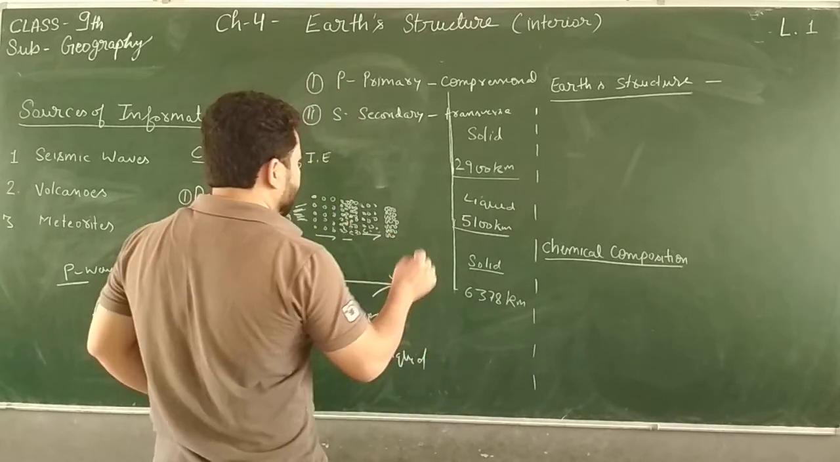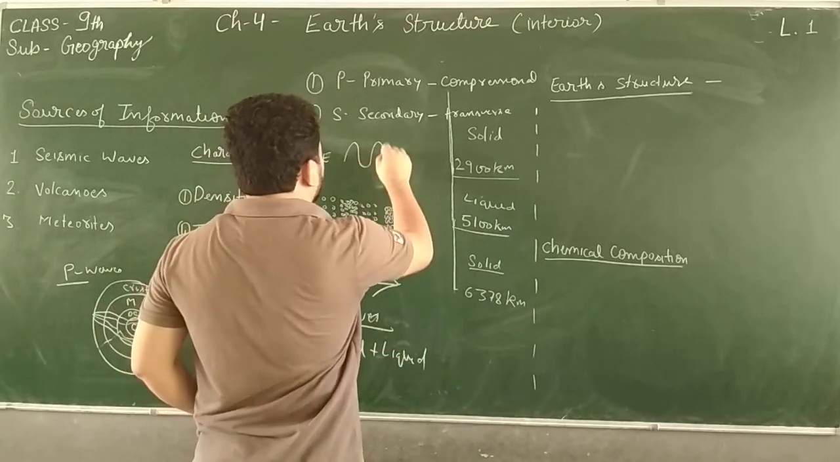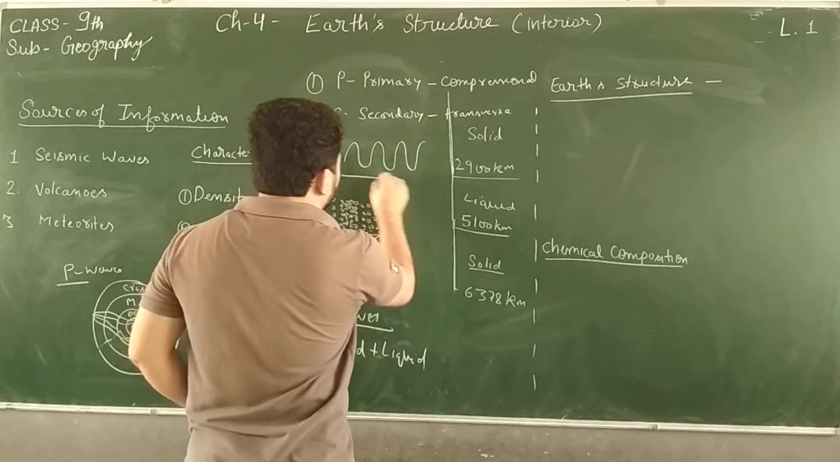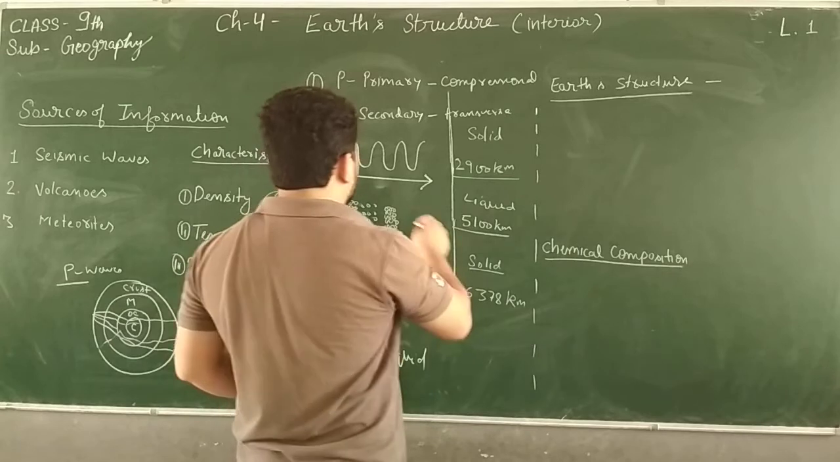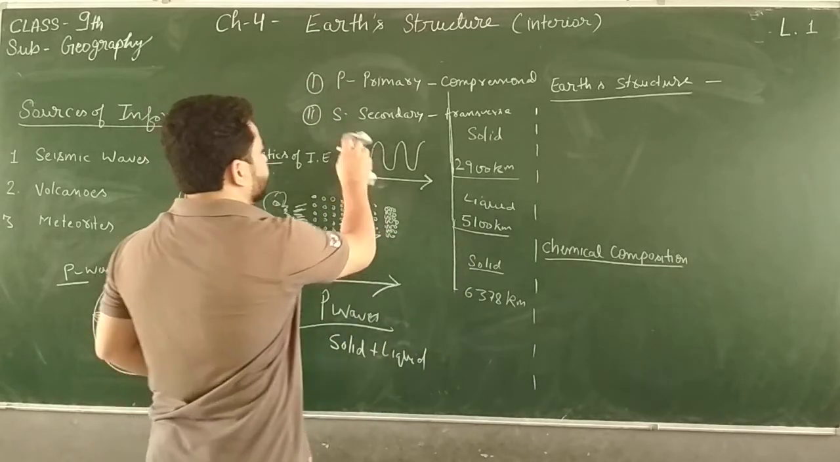Secondary waves move perpendicularly to the direction of motion. If their direction of motion is this, right? So they move perpendicular in that manner. How does it move? It moves this way.